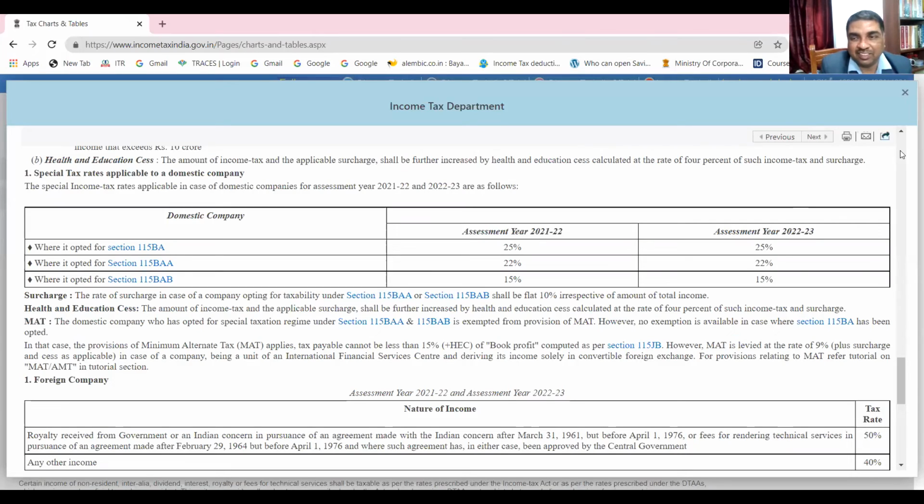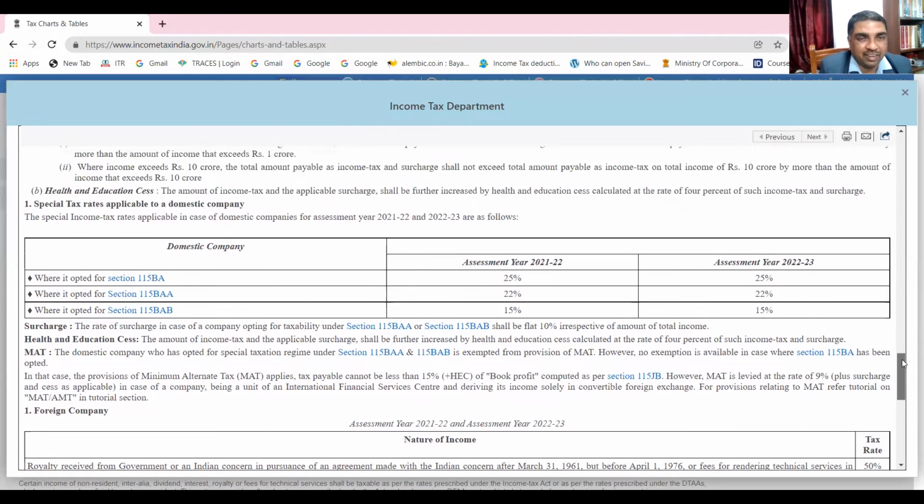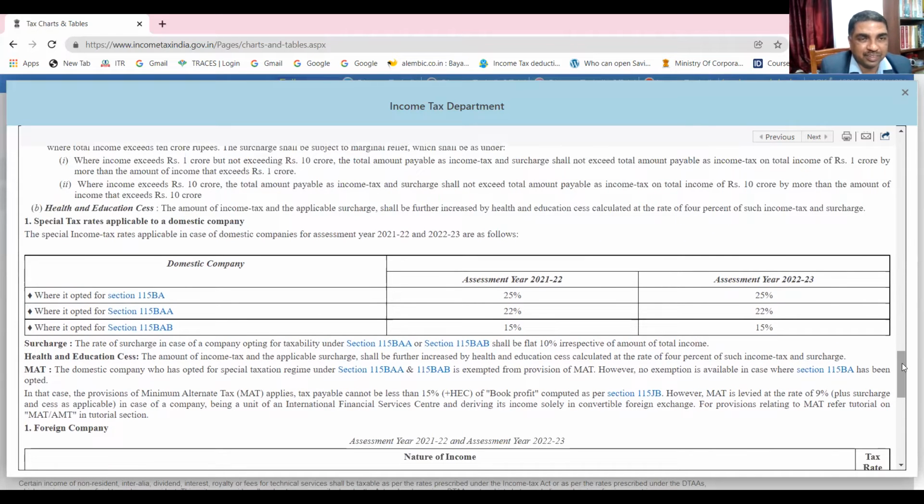These conditions are there. So what I'm doing, let me right now take you to the income tax department's website, to the tax rates which are published there. Now, can you see it here? Special rates for domestic company. Yes. 115BA, we will be referring for assessment year 2023, it might be 22%. 115BAA, 22%, and 115BAB, 15%.